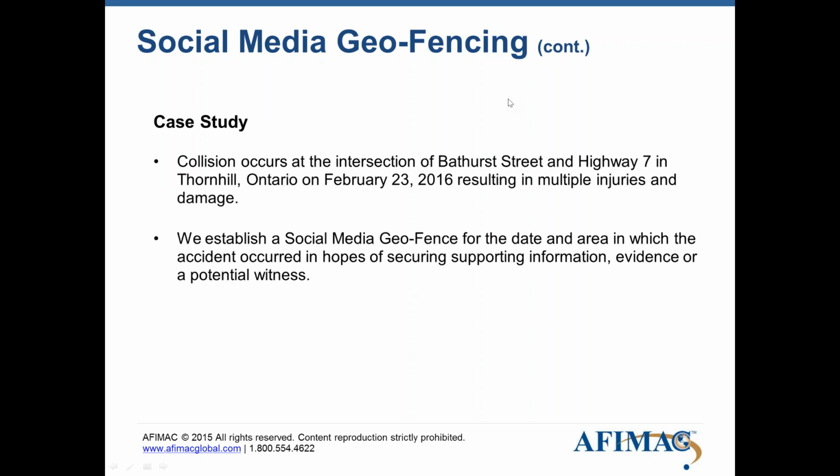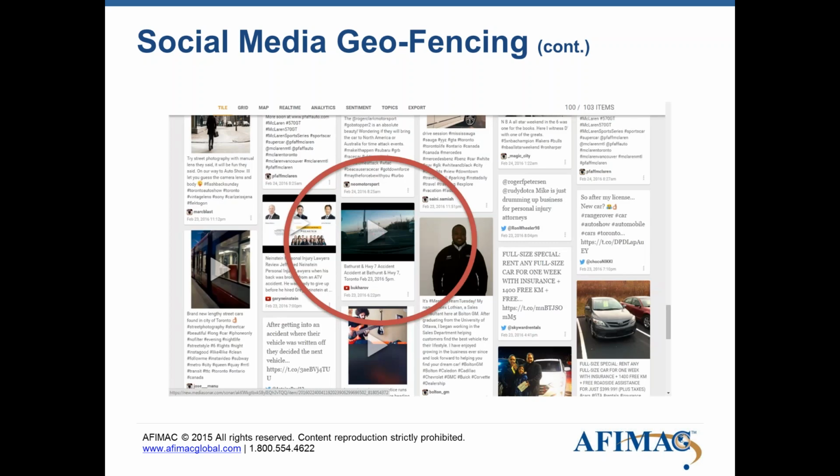So here's a classic case study that we undertook for a client in February of this year. We were asked to try and obtain any information in regards to a motor vehicle accident that occurred on the 23rd of February this year at the intersection of Bathurst and Highway 7 in Thornhill in Ontario. So we established a historical social media geofence for that particular date and time in that particular area. And this took us about 12 minutes. And what we found is that an individual had posted a video on the internet, which had coincidentally the actual intersection we were looking at and the specific date also.